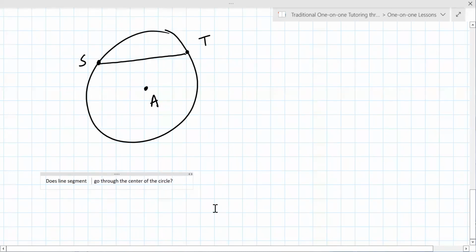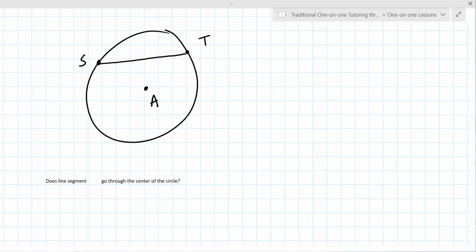This line segment. Let's see if I can get this. Will you excuse me? I'll be right back. Sure. Sorry, I'm back.